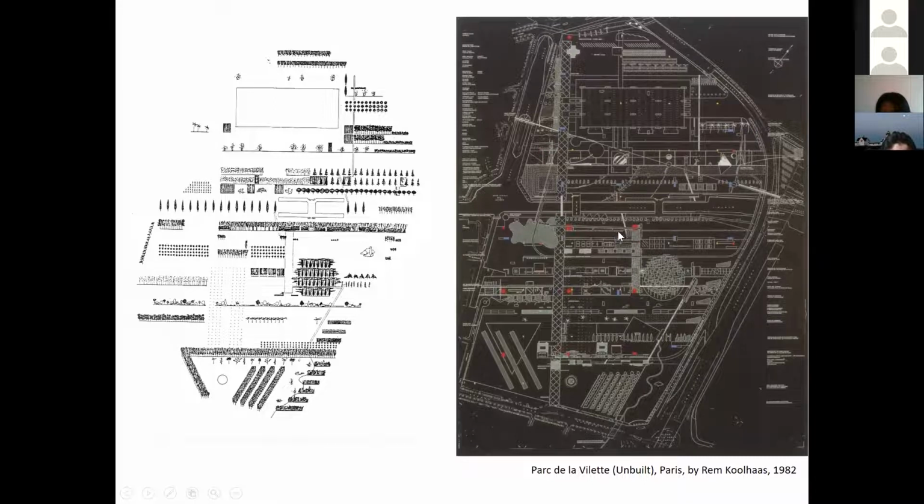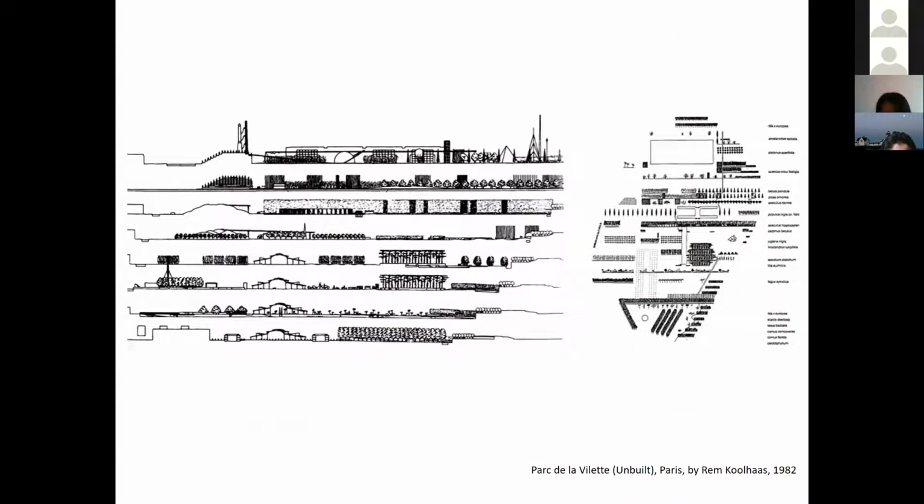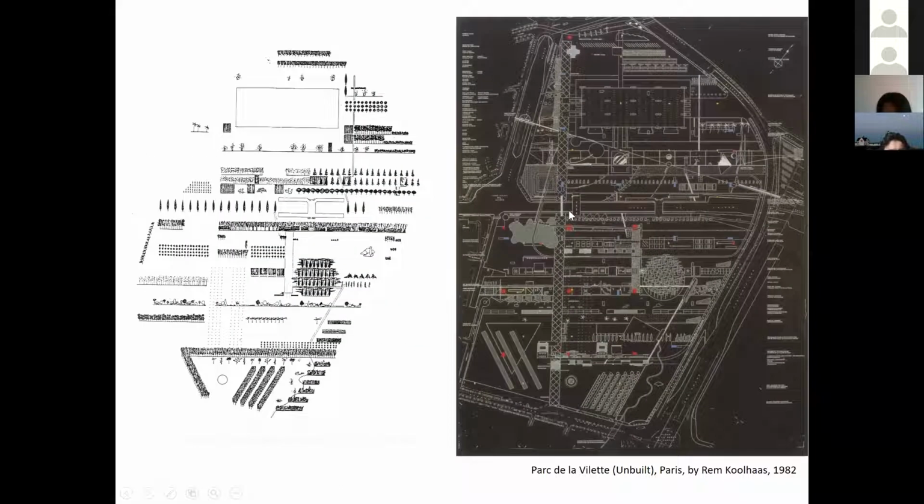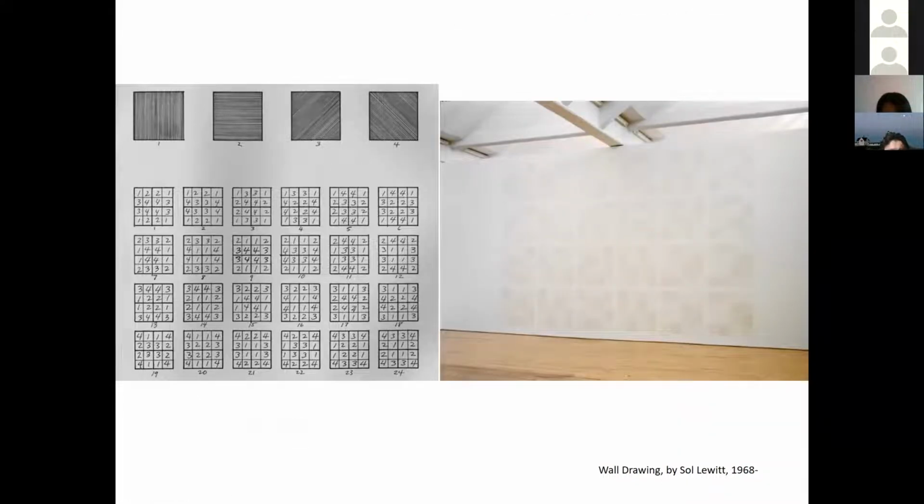And there are five layers of amenities, and the resultant is a park where no two corners are the same, right? So we are looking at maybe art form here by Sol LeWitt, where the art form is created out of a formula instead of something very pictorial or planar. Okay, so these are just different ways of non-Cartesian things.